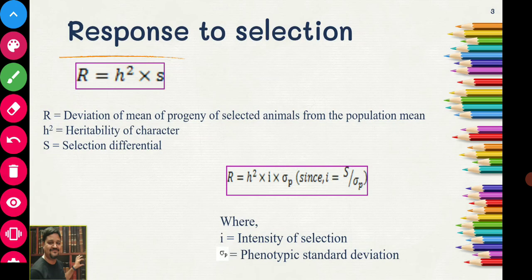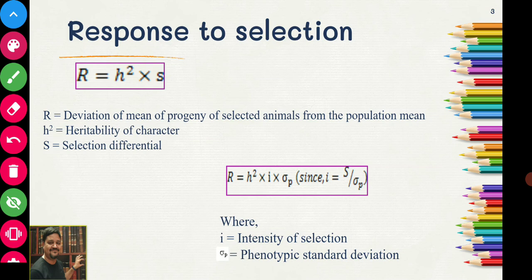The next thing is, what is response to selection? Our aim in selection is to transmit whatever superiority we have segregated, from the selection differential, in the form of selected individuals. Now this superiority should be transmitted to the next generation. But how much of this superiority will be transmitted to the next generation, that will be your response.